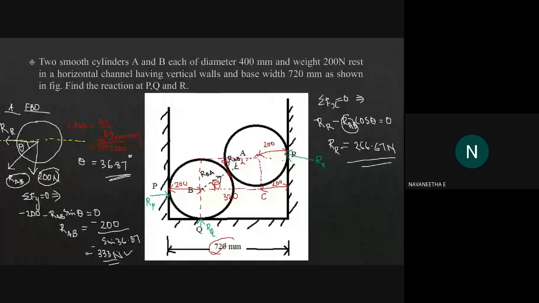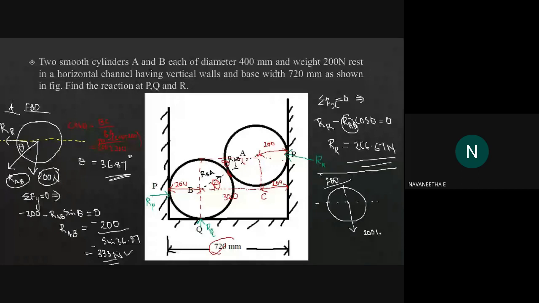Also like that, you will have to find out the value of RP and RQ. So for that, we need to consider the free body diagram of what? Cylinder B. Okay. So draw the free body diagram of cylinder B. What are the forces we will need to consider here? First of all, you will need to consider the weight of the cylinder. It is acting downward direction. So this is the weight, that is 200 Newton acting downward direction.